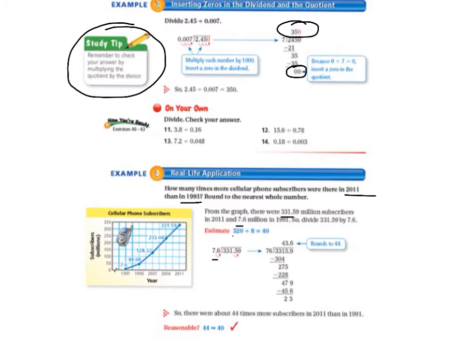and I missed the part where we estimated. We estimate 320 divided by 8, which equals 40. So we move our decimal point 1 to the right in both the dividend and the divisor, and we have a problem of 3,315.9 divided by 76.